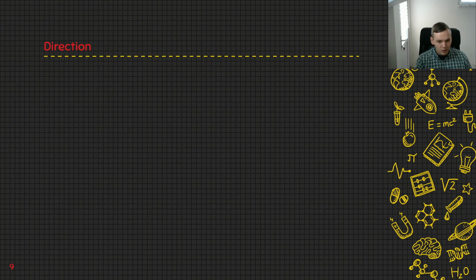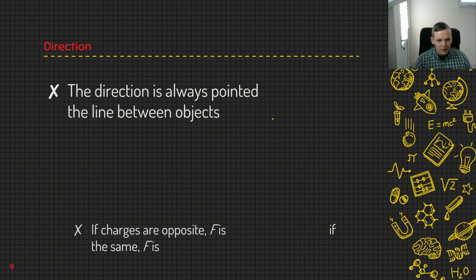So now we want to talk briefly about the direction. The direction is always pointed along the line between the two objects. But the direction will be based on either if they're matching or opposite. So if I have two negative charges, we know that negative charges repel, so the force will be like so.